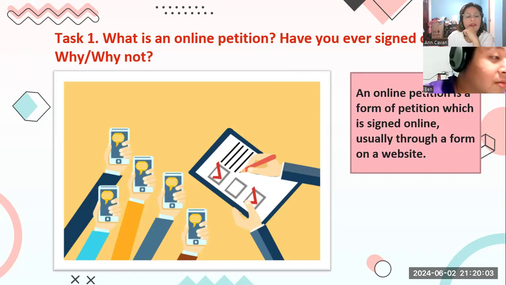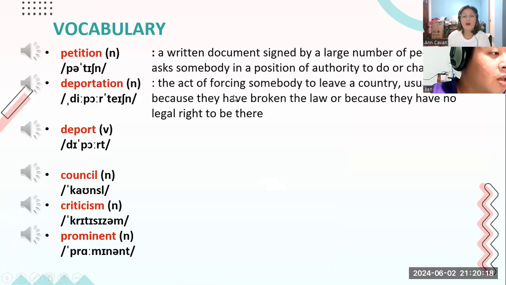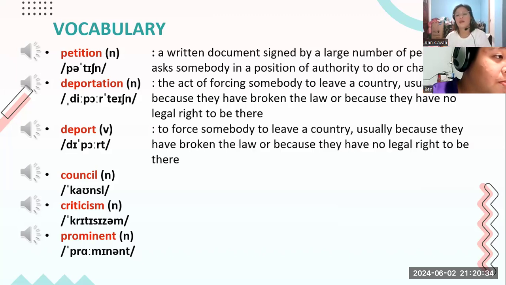Here we have the vocabulary. Petitions: a written document signed by a large number of people asking somebody in authority to do or change something. Deportation: the act of forcing somebody to leave the country. Deport means to force somebody to leave the country, usually because they have broken the law. Deport is a verb. You will be deported. Deportation is a noun, the act of deporting.